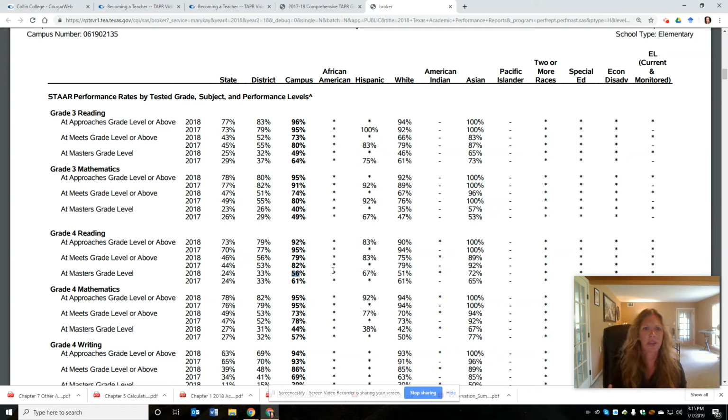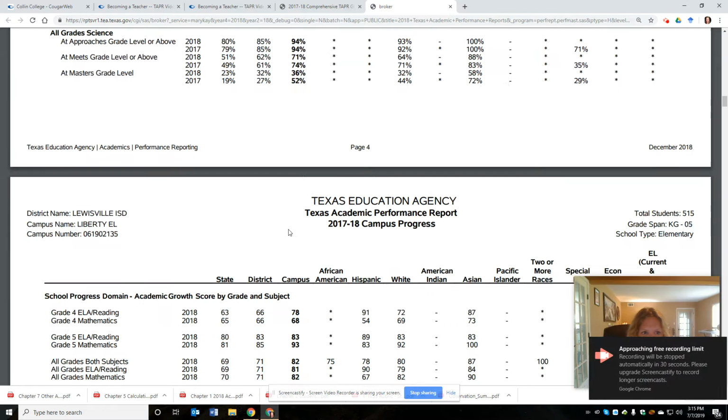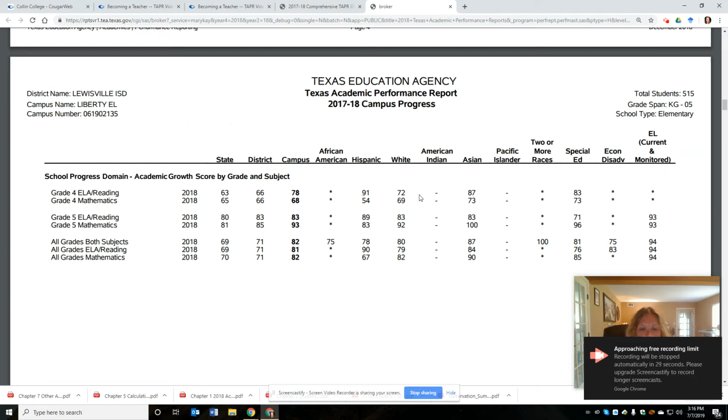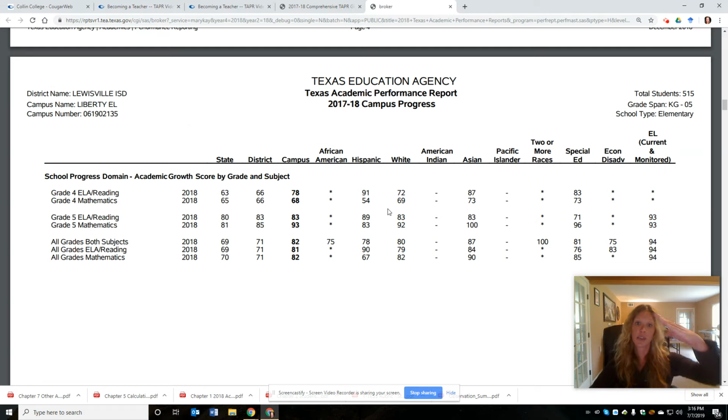Now, that number can be a little lower for lots of reasons. One of those reasons is that the state of Texas every year raises that bar of what the expectation is for mastering, meeting, and approaching grade level. And so it could just be that one year, yeah, they got it, but then the next year they just didn't quite make it because the state raised the expectation for what mastering that grade level is. And that's where we see some of these other numbers here with the student progress domain, is that we see that there was this kind of expected growth in these areas for these student populations.